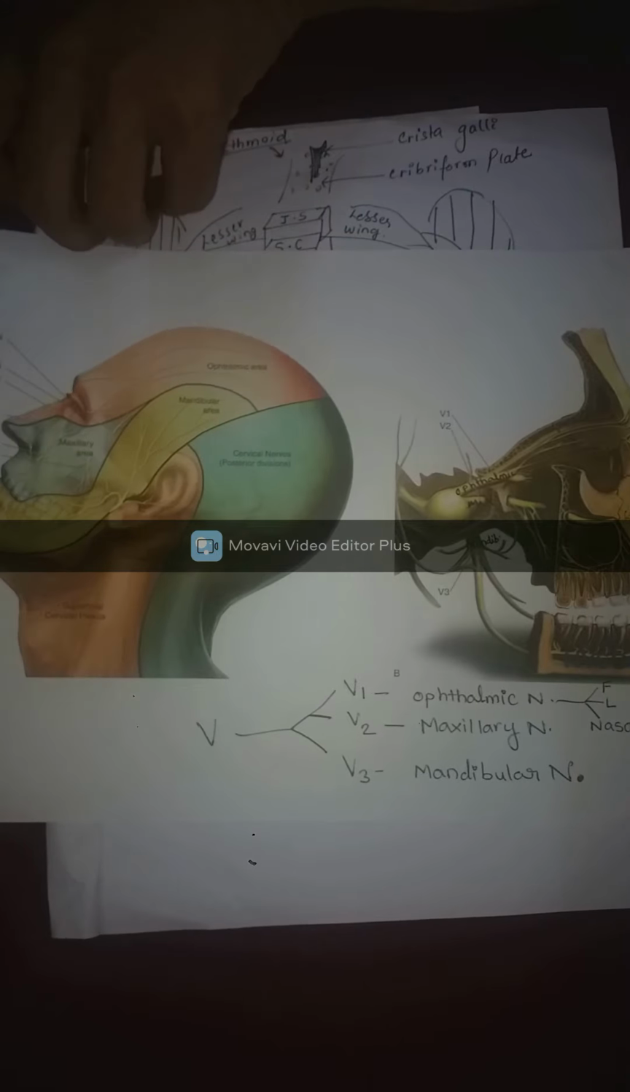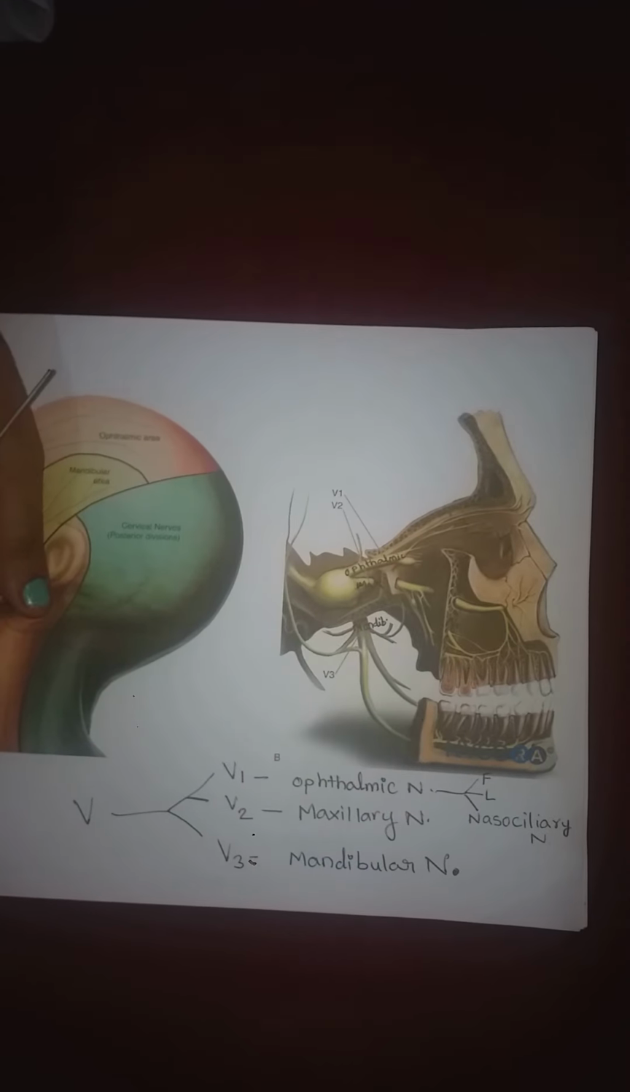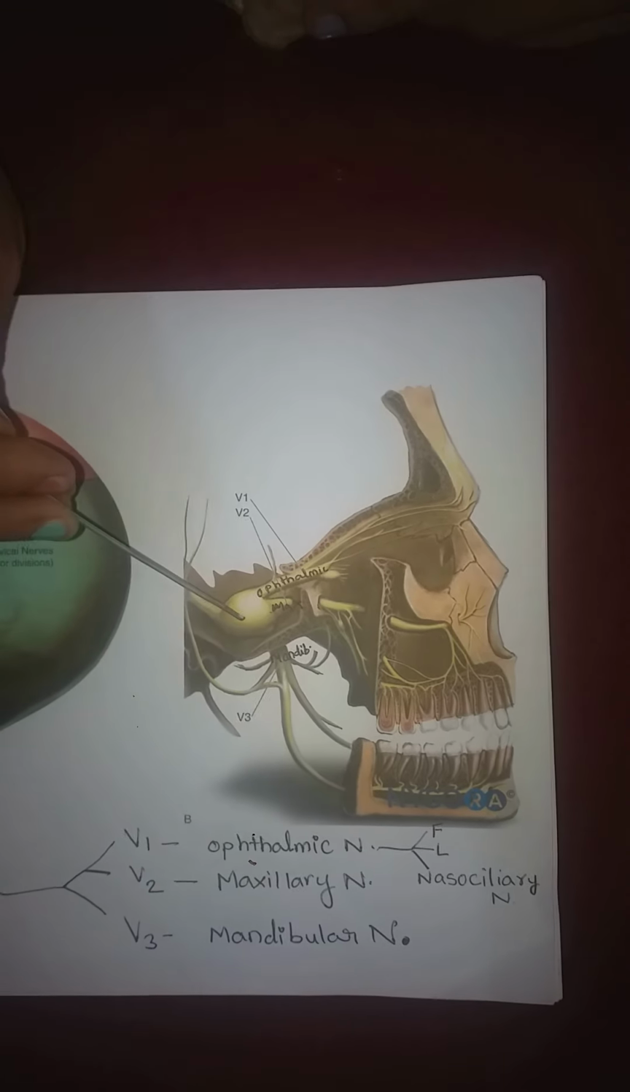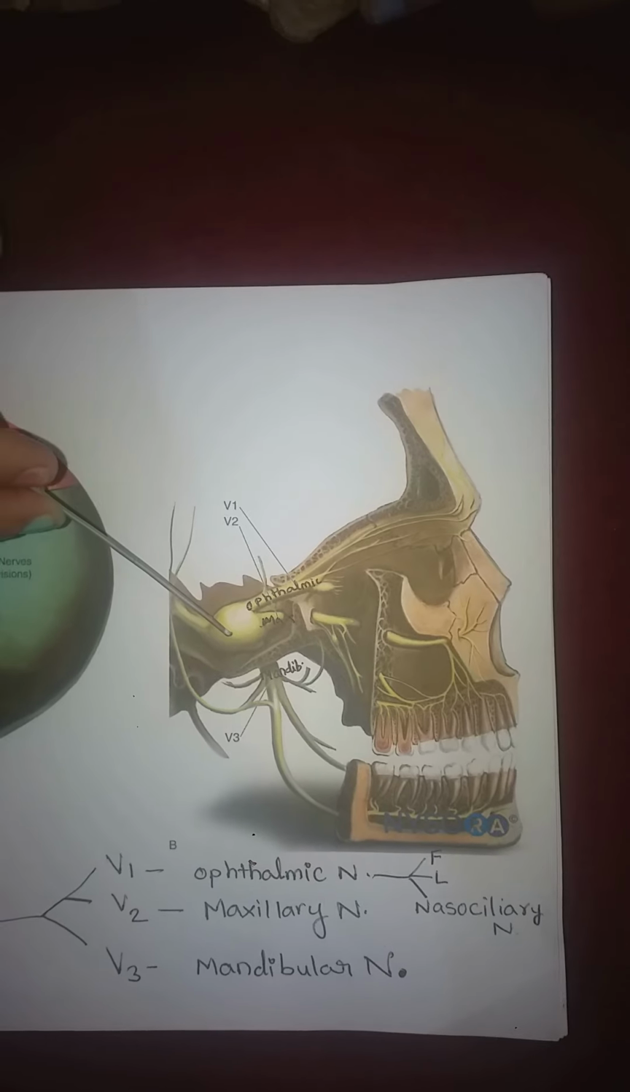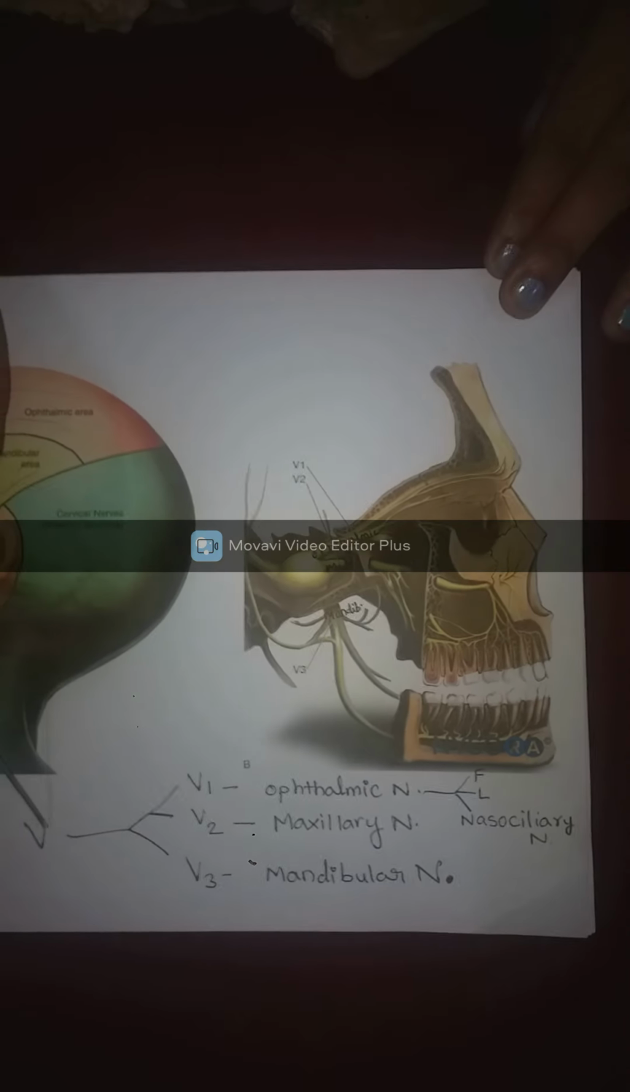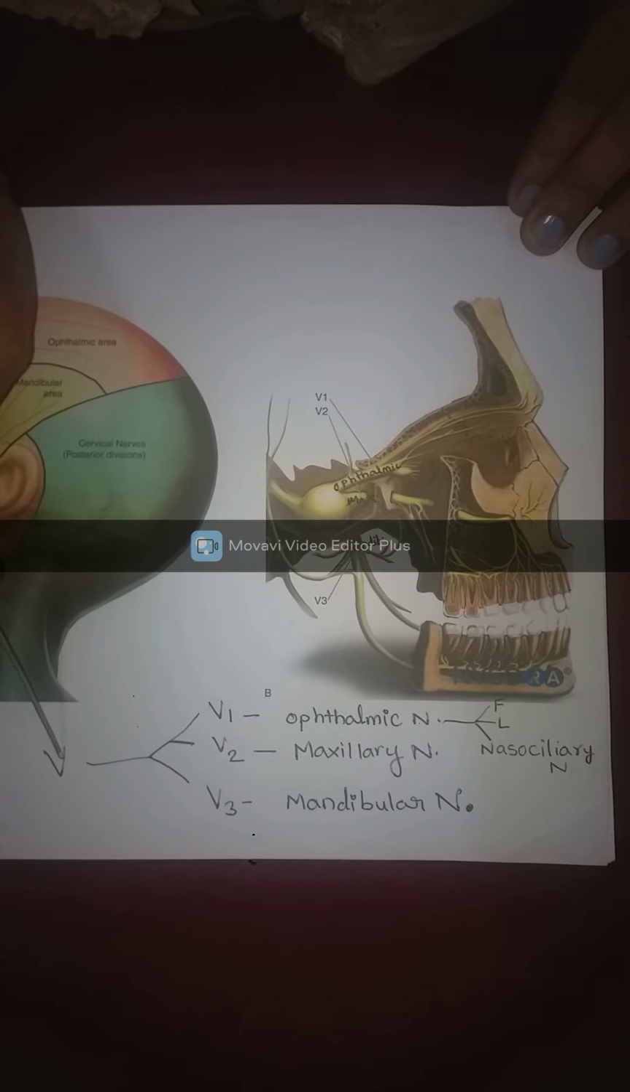Okay, so the first fact which I want you to know is that this is the trigeminal ganglion, fifth cranial nerve. Now this fifth cranial nerve, as seen here, first let us see the flow chart. This is the fifth cranial nerve.